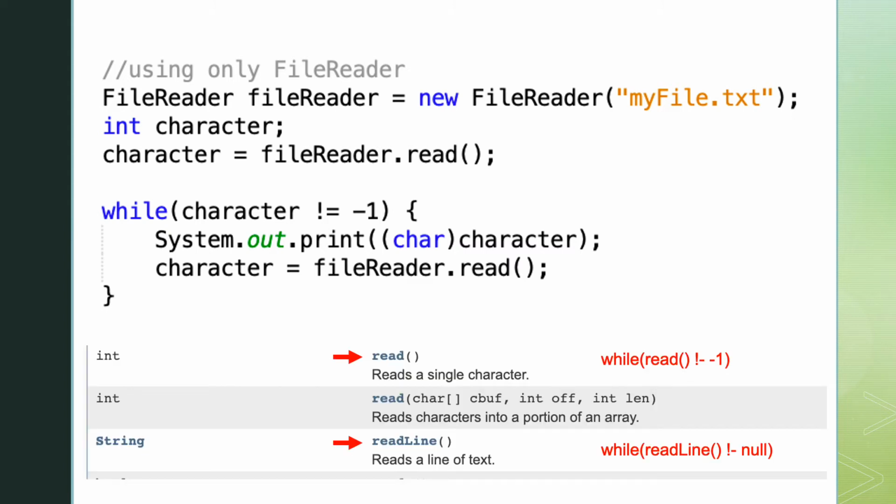If you look at the API, you can see that the method read reads a single character. That's why inside your while loop, you would say something like while read is not equal to -1, where -1 means there is no more character. If you use the readLine method, then it reads a line of text, so the whole text. If you use the while loop, you can write something like while readLine is not equal to null, because that is the end of file. There is no more line. So just to be clear, the read method reads a single character, and readLine reads a line of text, so a string.